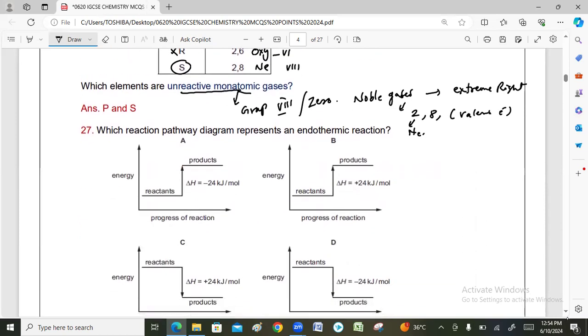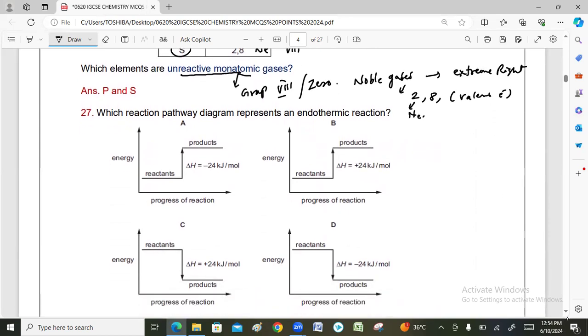Which reaction pathway diagram represents the endothermic reaction? So, endothermic reaction and exothermic reaction. If we want to make the energy profile diagram of the exothermic, the energy of the reactant is more than the energy of the product. Here are the reactant, here are the product.